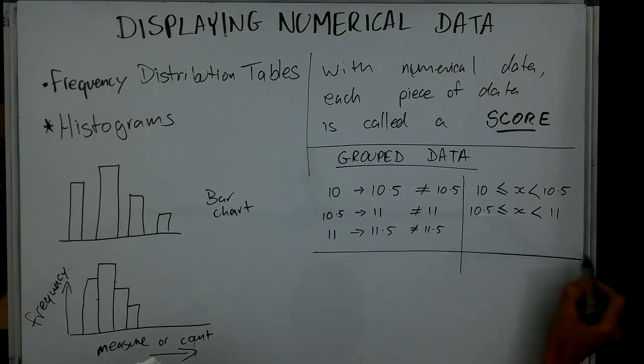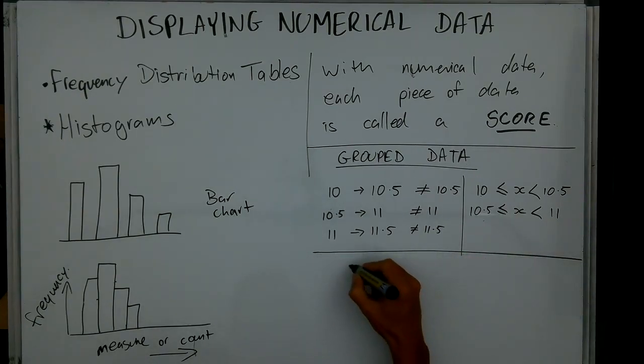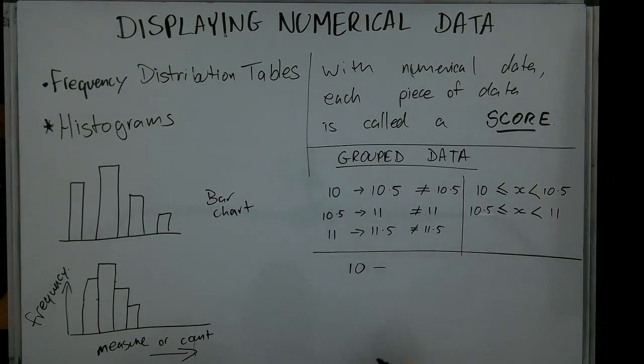Third way could just be 10 with a little line, 10.5 and a line, 11 and a line. So this means this is 10 and everything above 10, but as soon as we get to the next category, you sort of have to understand that written this way, 10.5 doesn't fit in here, it goes in the next category.